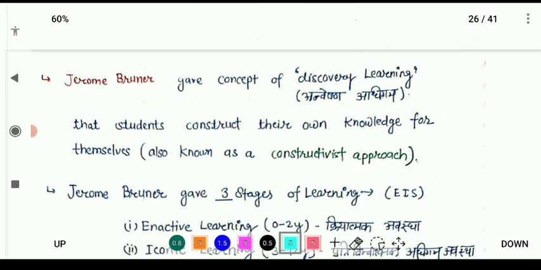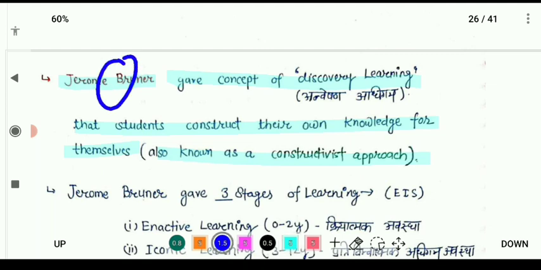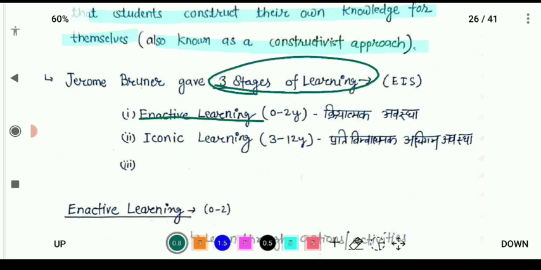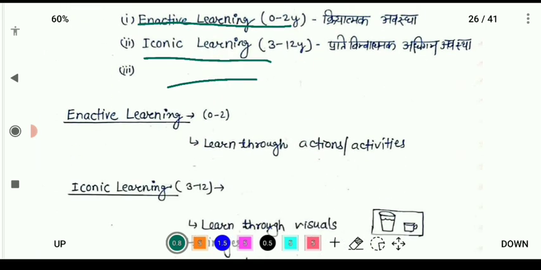Next, Jerome Bruner gave the concept of discovery learning, in which students construct their own knowledge for themselves. It's like a constructivist approach. Understood? So discovery learning was given by Bruner. See, Bruner has B, discovery has D. Understand like that. Jerome Bruner has three stages of learning: enactive learning, iconic learning, and symbolic, which I will tell you later. Enactive learning is 0 to 2 years. Iconic learning is 3 to 12 years.